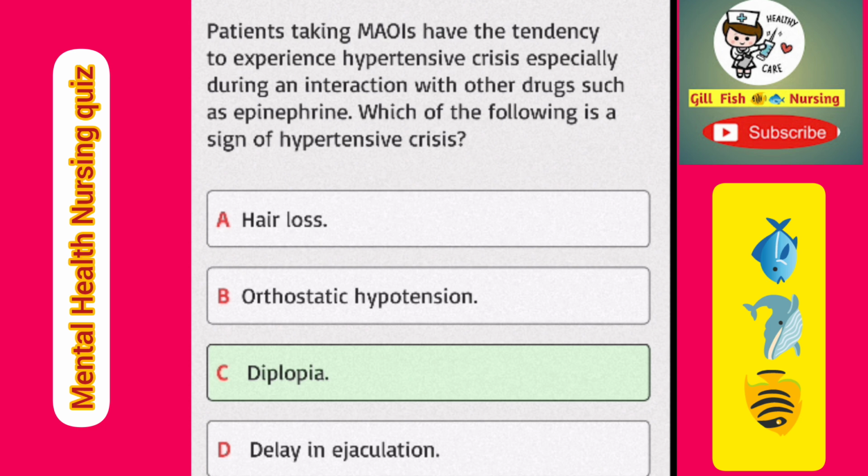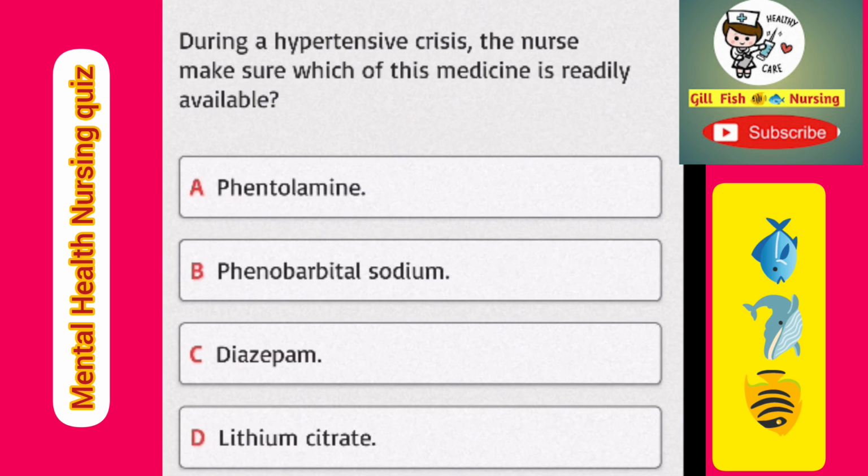Okay. Next question. During a hypertensive crisis, the nurse makes sure which of these medicines is readily available. Okay, which of the drugs is readily available? A. Phentolamine, B. Phenobarbital sodium, C. Diazepam, D. Lithium.